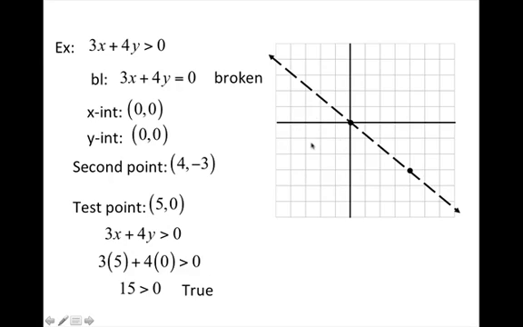So the area that's not our solution, we're going to shade it or mark it out. So that means my solution is the area that's not shaded. This time my solution is just the unshaded area. The line is not part of my solution.